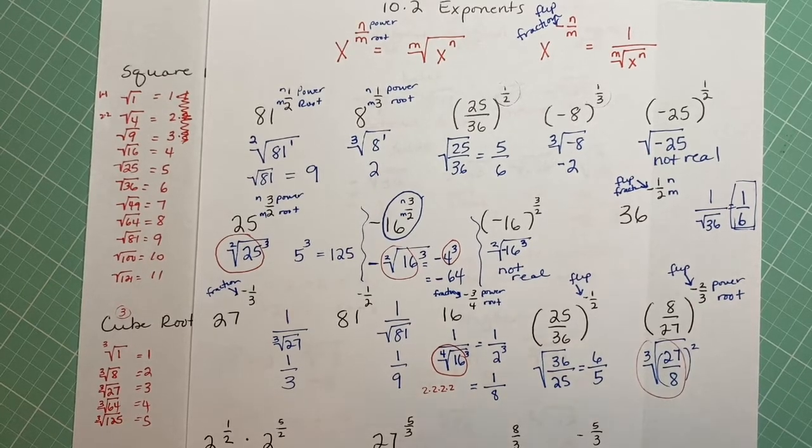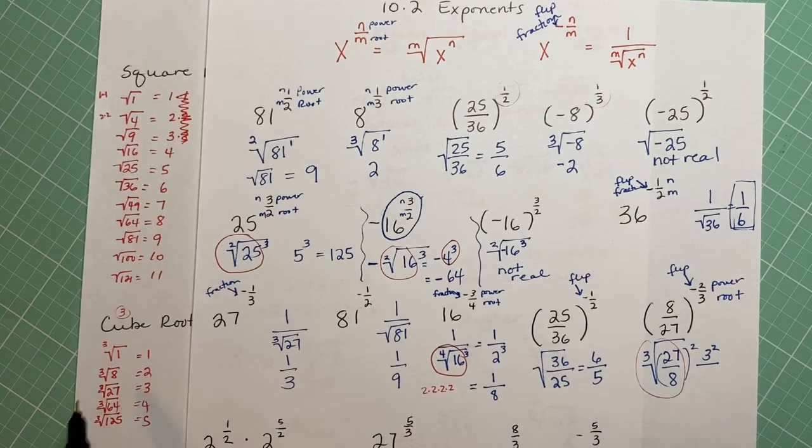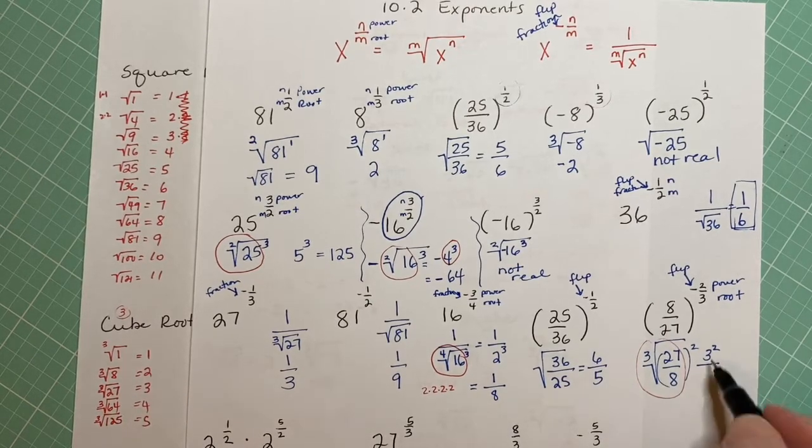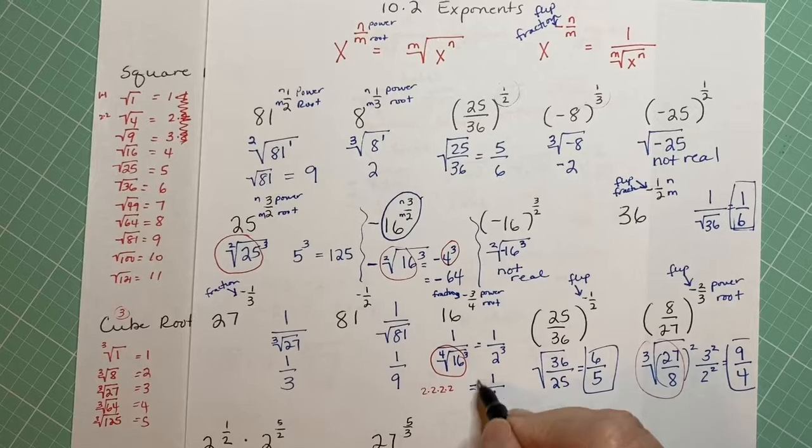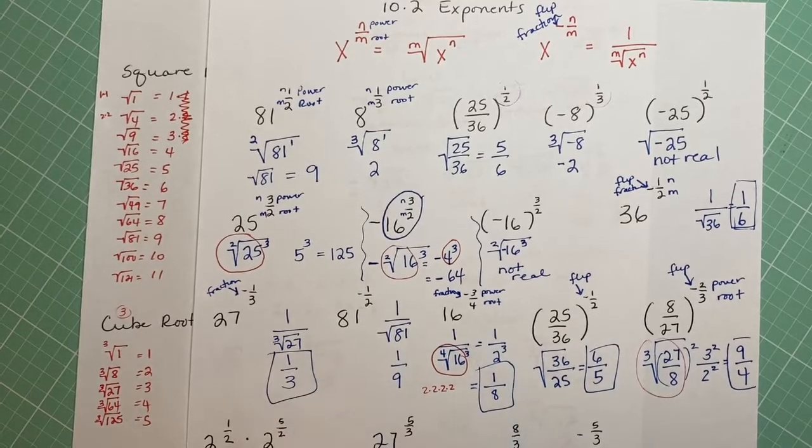The cube root of 27, we've already done this in the last lesson. The cube root of 27 is 3, so this becomes a 3 squared. And the cube root of 8 is 2, so that becomes a 2 squared. And then 3 squared is 9, 2 squared is 4. So that's our answer. Let me square all the answers here. Okay.